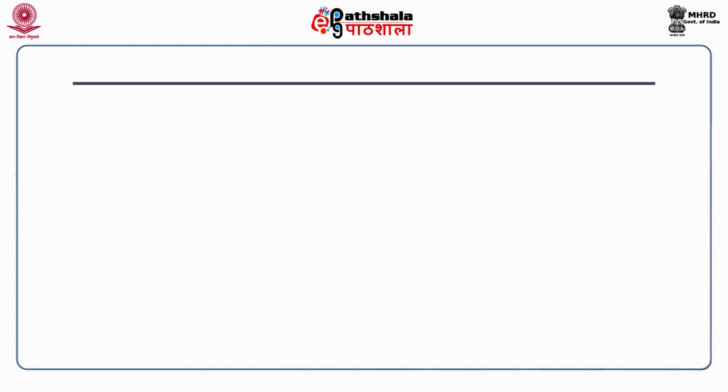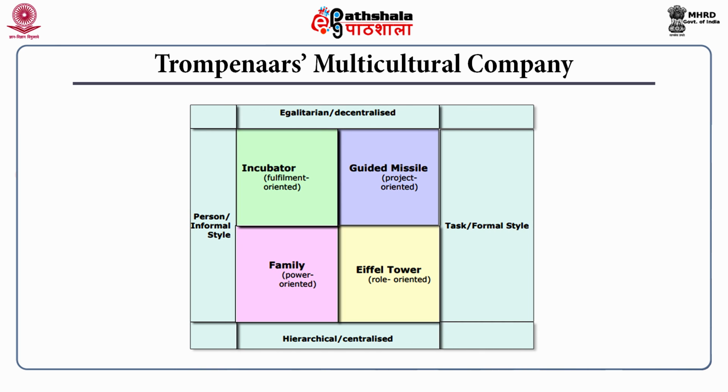Now, in the previous slide, we discussed the types of organizational culture, and this slide shows the diagram for the same. The Trompenaars Multicultural Company. These are the four types of organizational cultures: family, Eiffel Tower, guided missile, and incubator.